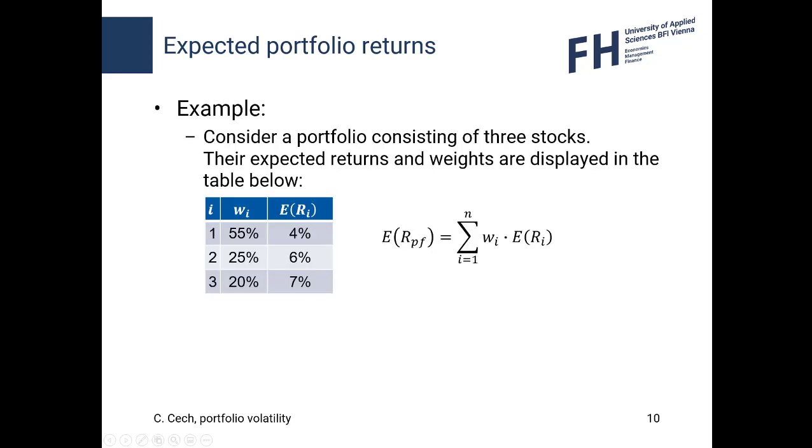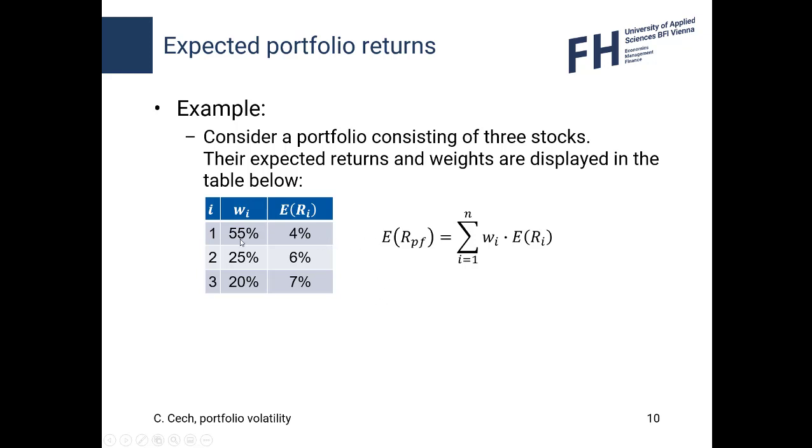I've got a very simple example here. Consider this portfolio consisting of 3 stocks. You can see in the table the portfolio weights, 55%, 25% and 20%. The sum of the portfolio weights is equal to 100%. That's fine. And then you can see here the expected return, 4%, 6% and 7%.